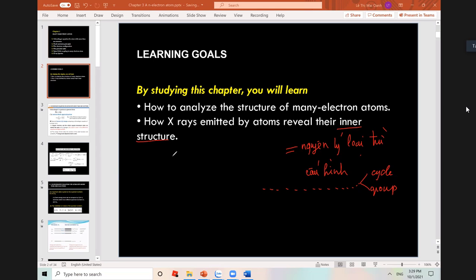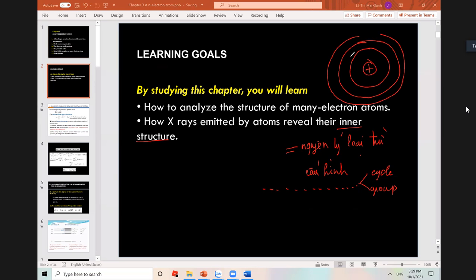The inner structure of the atom, regarding the electron configuration, or you can also think about the shells or the energy states inside the atom. And from the X-rays emitted by the atom, you will discover something relating to the inner structure. This is the learning goal of this chapter.